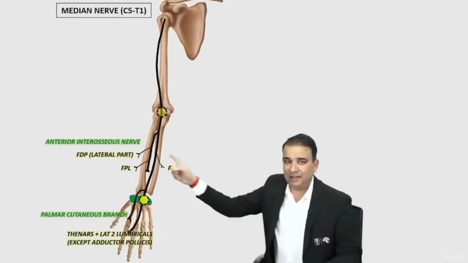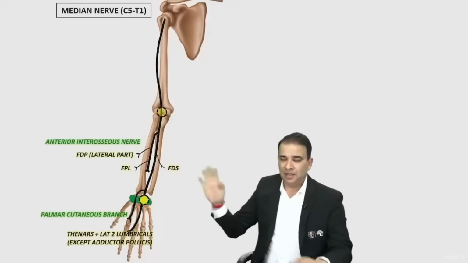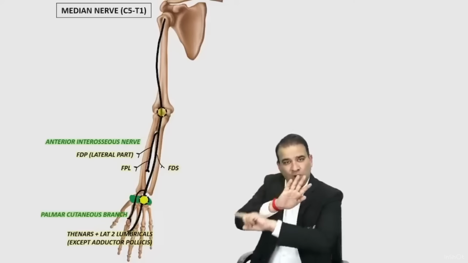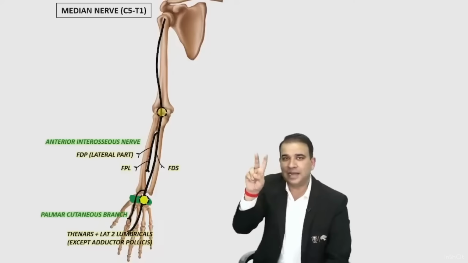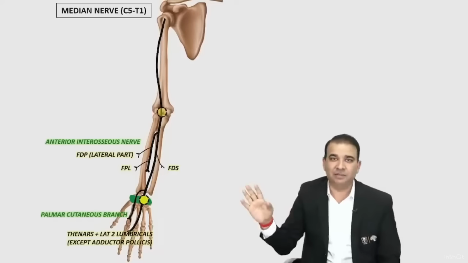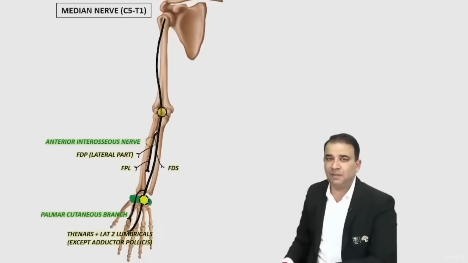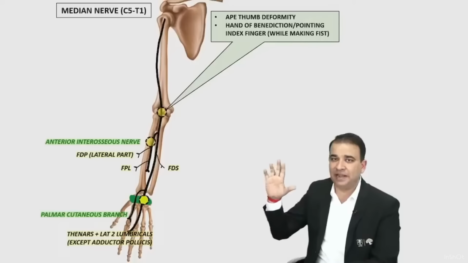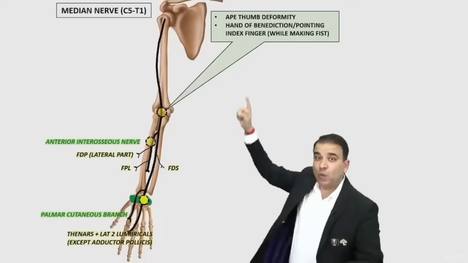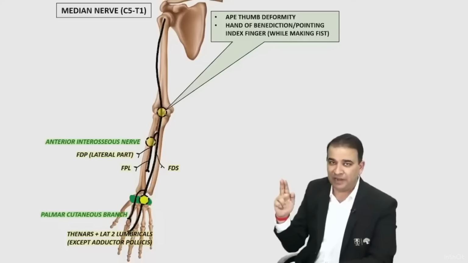That is because the FDP of the lateral side and FDS is not working. Flexor digitorum superficialis of all the fingers and flexor digitorum profundus of lateral side is not working. So for the fingers on the lateral side, neither FDS nor FDP is working. So the patient may have either a hand of benediction, or there will be a pointing index finger. But the important thing is while making a fist, guys. When you make a fist, you see the pointing index finger or hand of benediction.